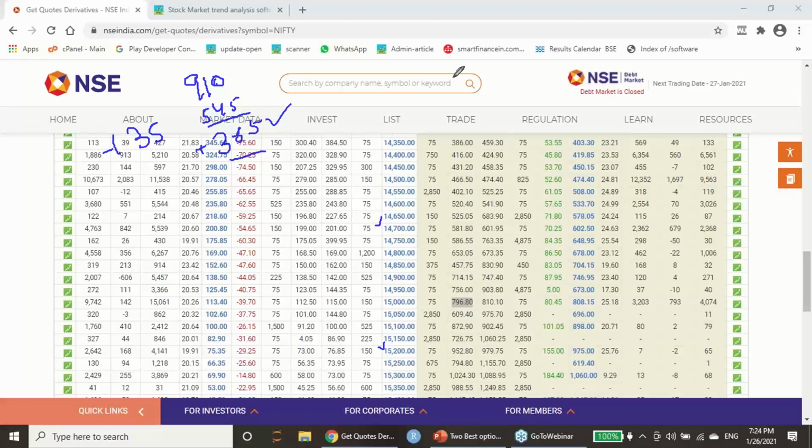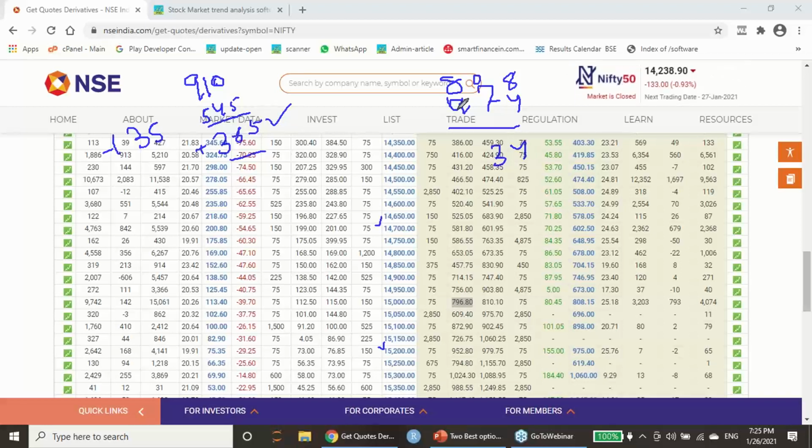So 808 and 14,500 is 474. Let me recheck: 15,000 and 14,500, 808 minus 474, so it is 334 rupees. That is if post budget or during the budget time.